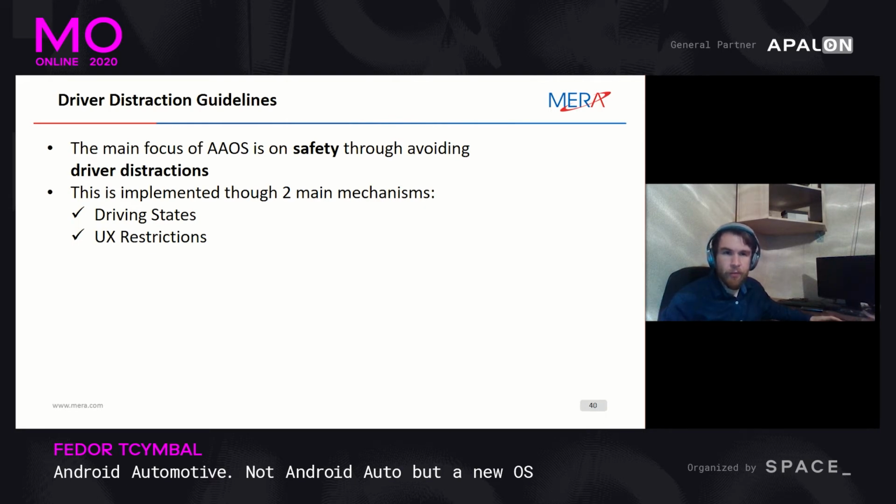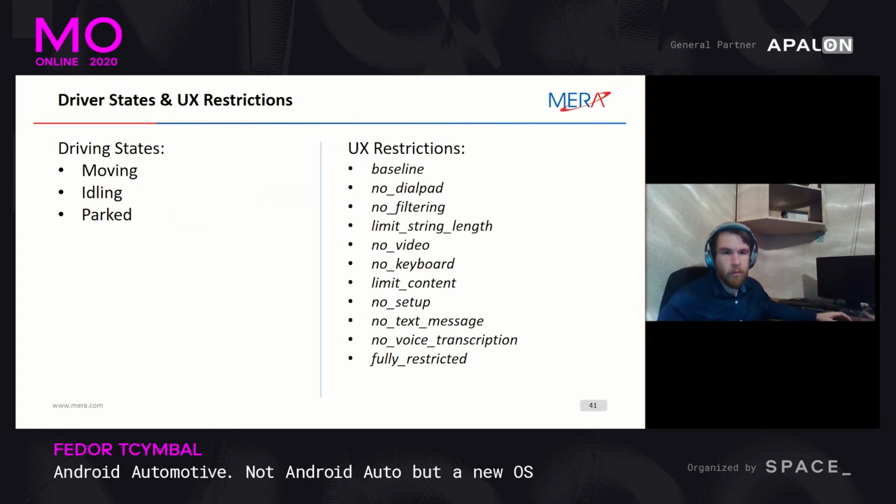And there are two mechanisms which Google introduced to handle this. It's basically driving states and UX restrictions. There are only three states, actually: moving, idling, and parked. Moving is basically, well, you're driving, the car is moving. Parked is, well, it's parked. And idling is kind of in between. You're not parked, but maybe you're just staying still in a gear, or maybe you're moving really, really slow. So it's like a transition state.